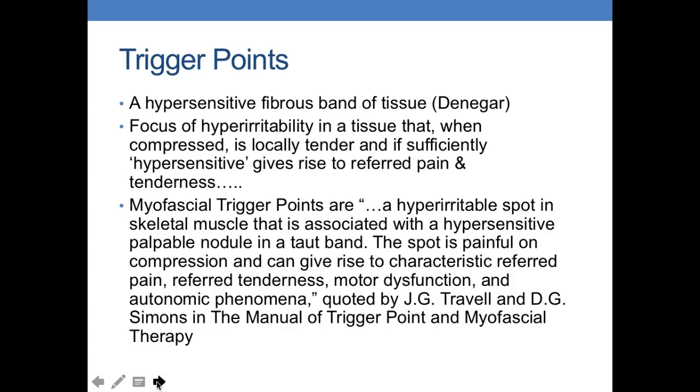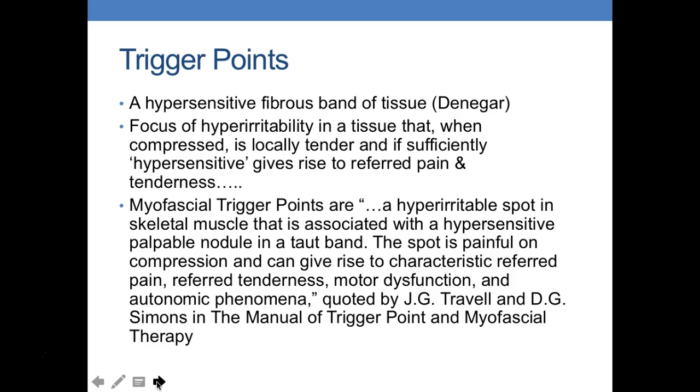So trigger points are those hypersensitive fibrous bands of tissue. The focus of the hyperirritability in tissue that when compressed is locally tender and is sufficiently hypersensitive gives rise to referred pain and tenderness. So a lot of times, like in our upper trap or our levator scapula, you can find a trigger point, and then it's really, really hyperirritable. It will refer down into either your shoulder, or it might refer up into your neck or down into your scapular blade.